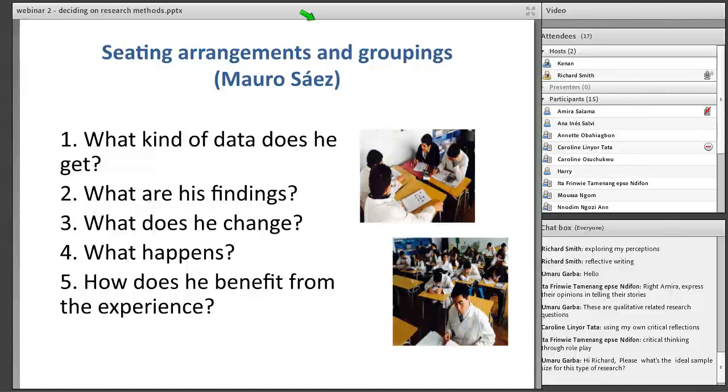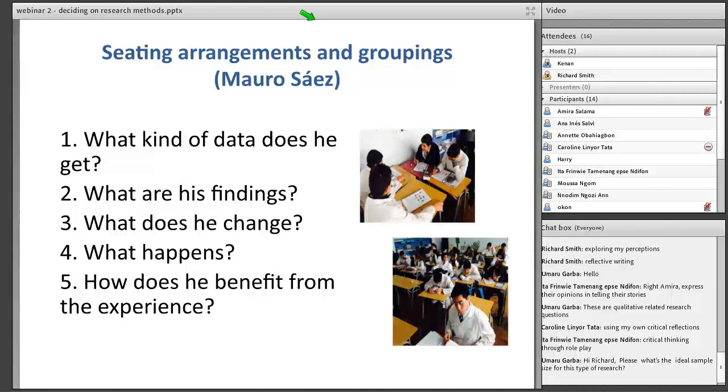Let me answer one question. Umaru has asked a question: what's the ideal sample size for this type of research? I'll answer that right now. The answer, I think, is quite easy because the sample is your class, the class that you're teaching. We don't think about samples so much with this kind of teacher research because the main purpose, I think, is for you to improve your teaching with that particular class. And so I think that would be the answer, perhaps. Maybe you come back to that later.